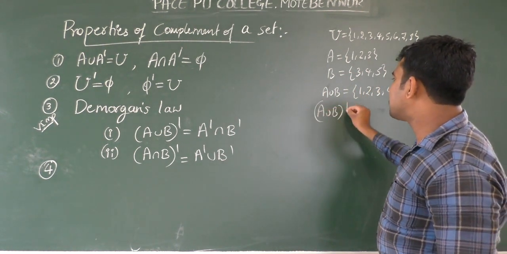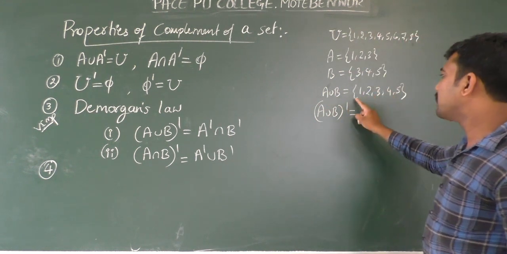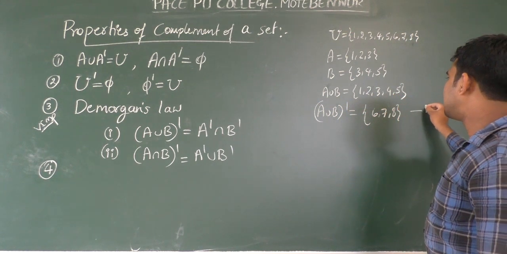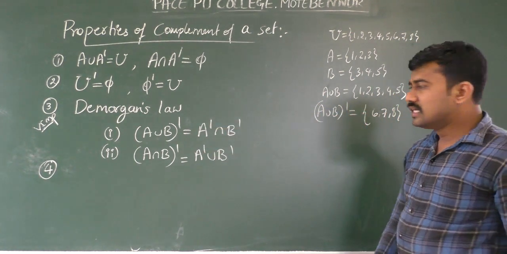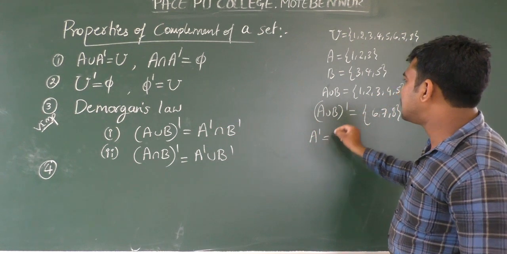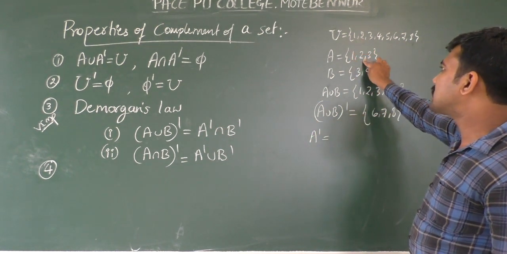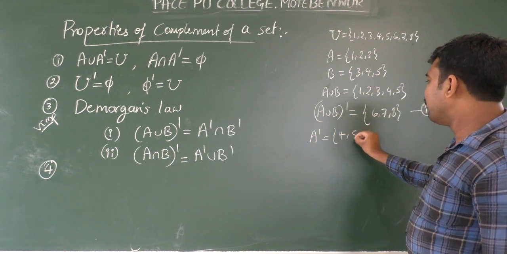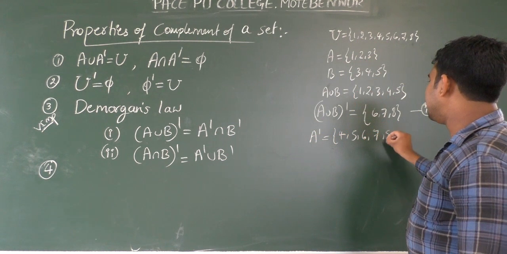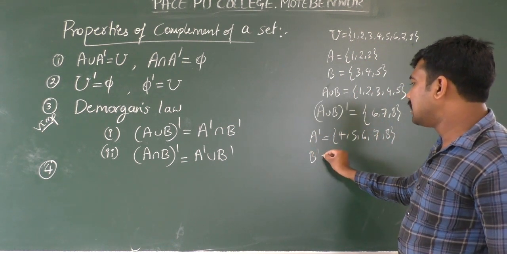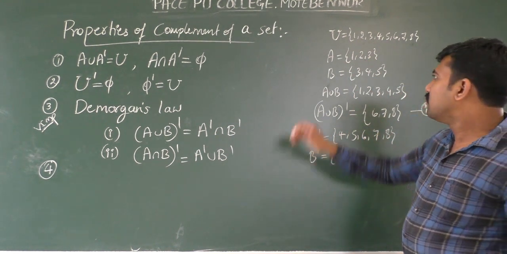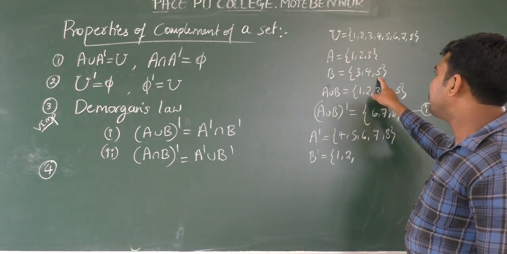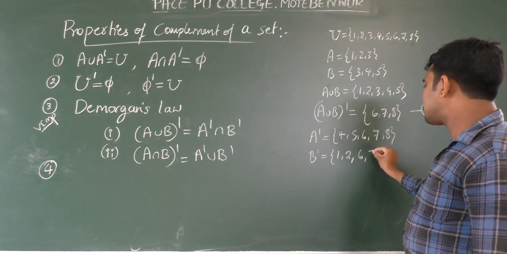Now (A union B)' is what? (A union B)' means the set of all elements of U which are not in A union B. That means we will get 6, 7, 8. This is the first equation, the LHS we got. Similarly, the RHS: A' means the set of all elements of U which are not in A. That is 4, 5, 6, 7, 8. Similarly, what is B'? B' means the set of all elements of U which are not in B. That is 6, 7, 8 after removing 1, 2, 3, 4, 5.